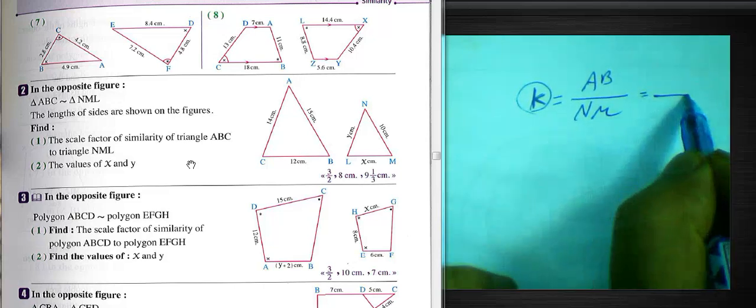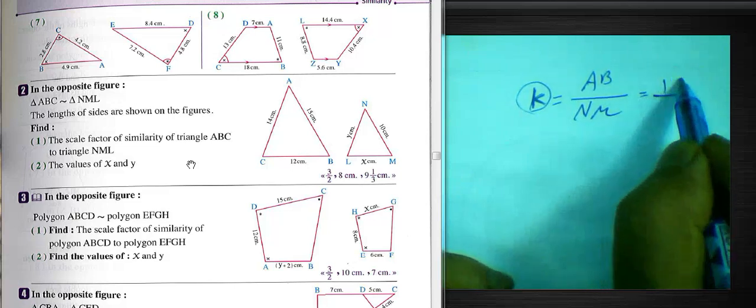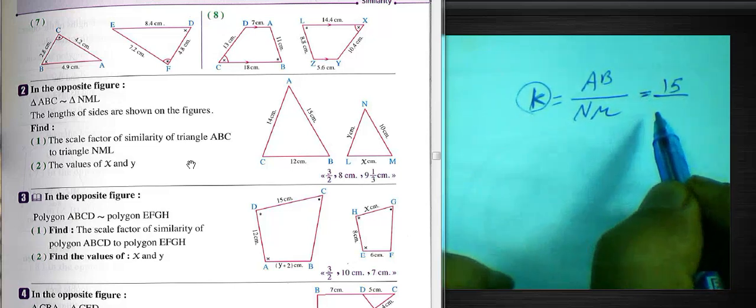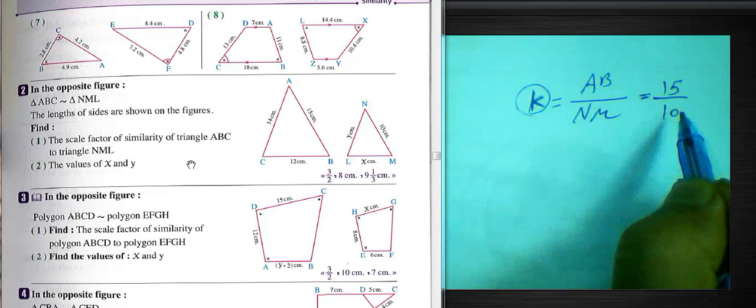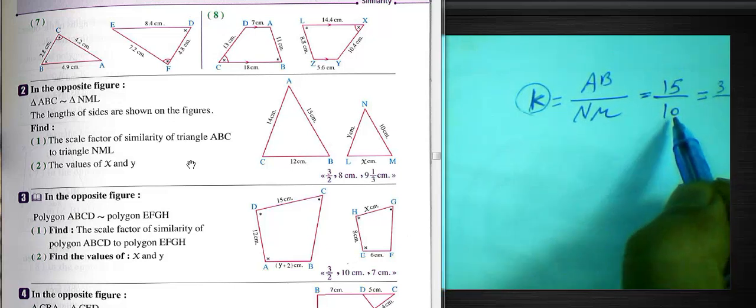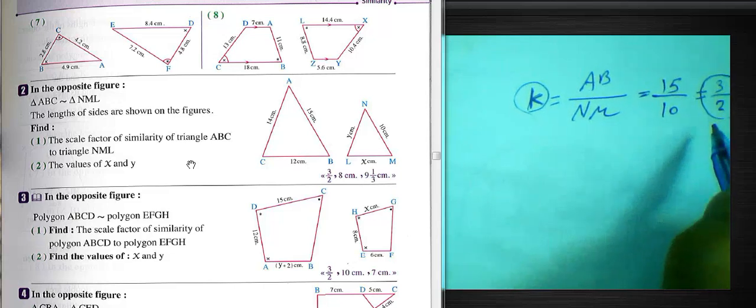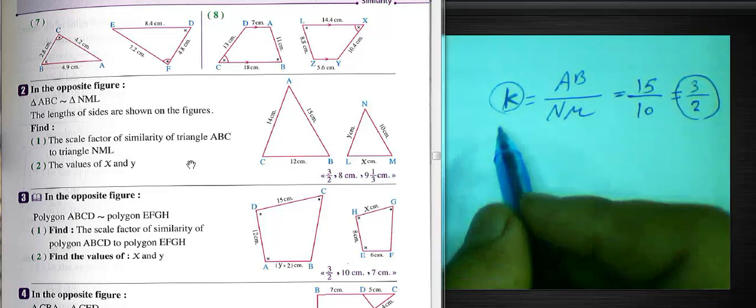We can write AB equal 15 and NM equal 10. We can divide by 5. 15 divided by 5 equals 3. 10 divided by 5 equals 2. So the scale factor of similarity of triangle ABC and triangle NML equals 3 over 2. Okay, this is number 1.